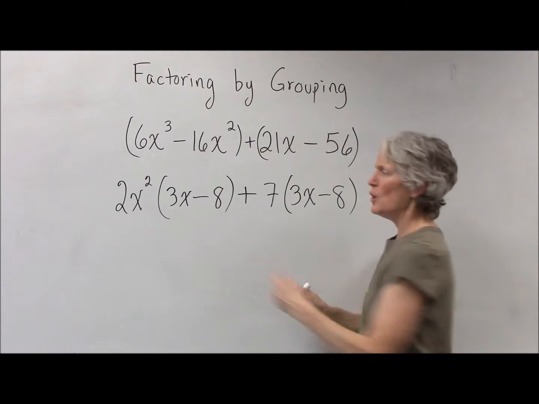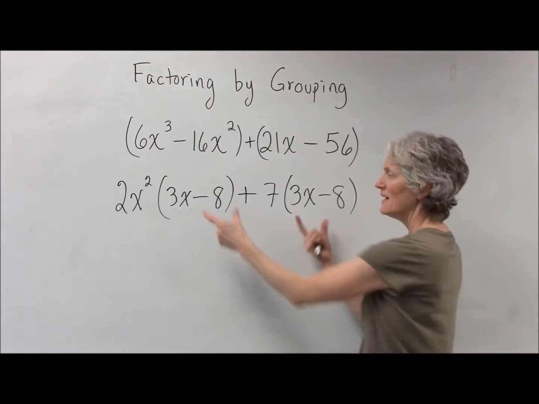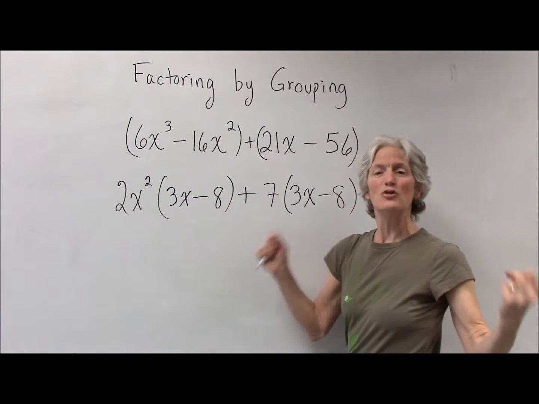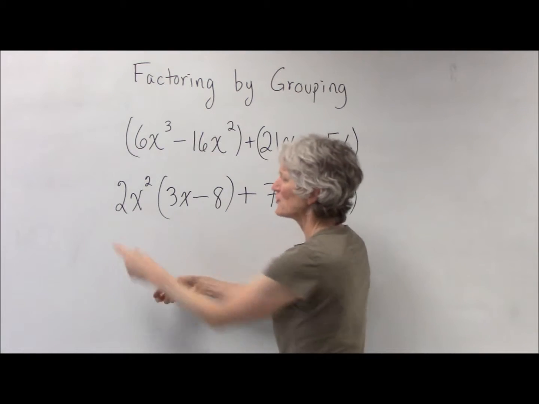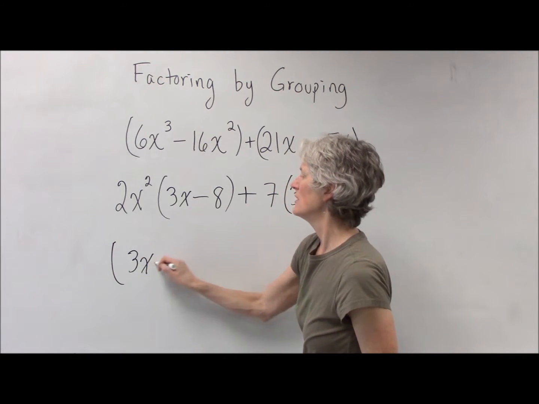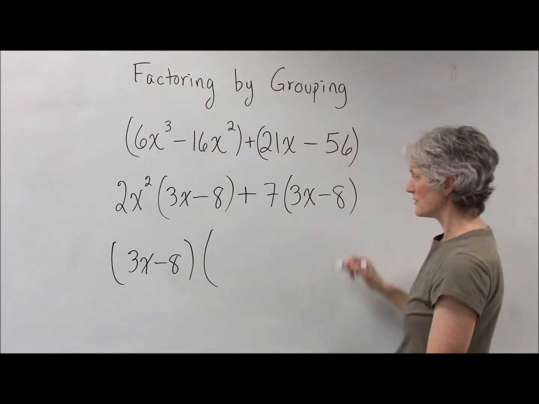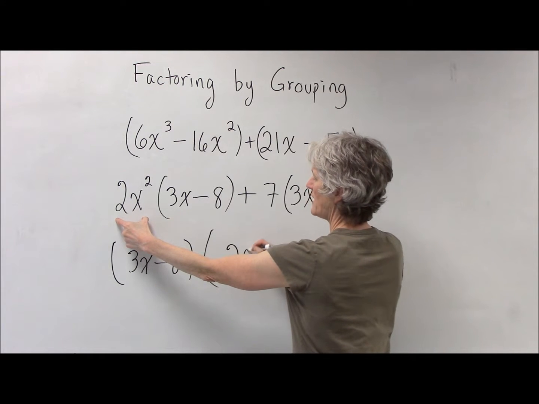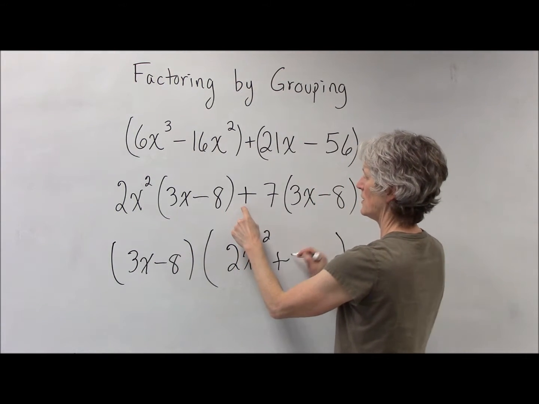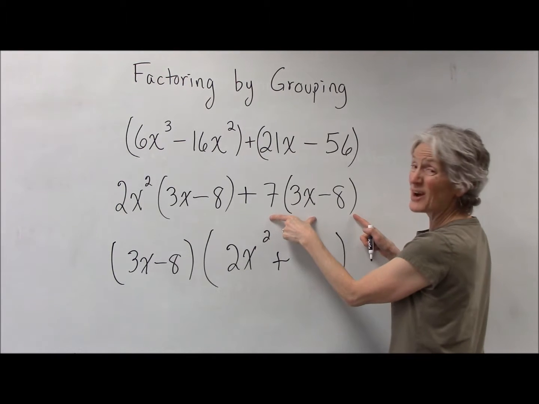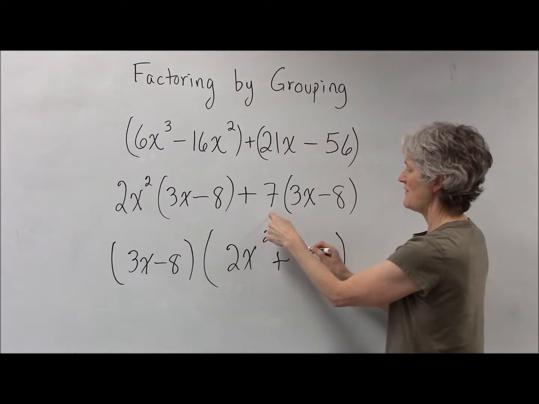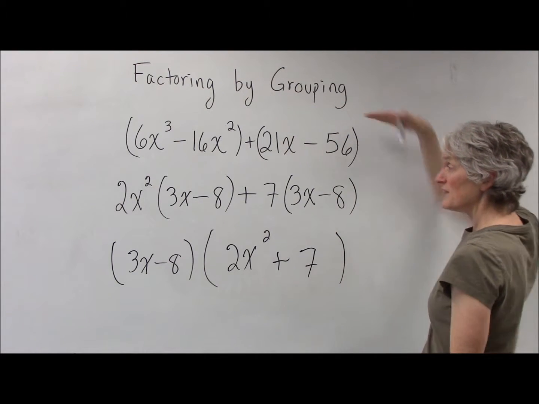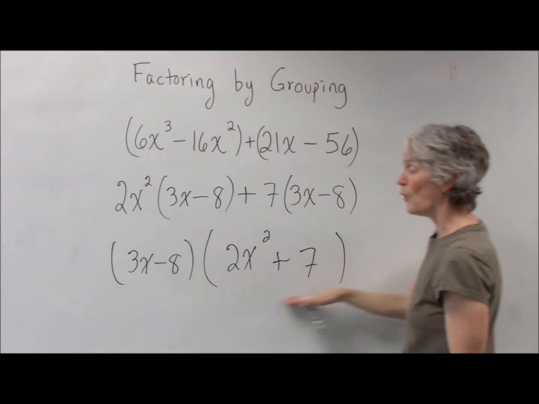2 terms. What do those 2 terms have in common? They have 3x minus 8 in common. That 3x minus 8 is a greatest common factor. I can factor that greatest common factor out from those 2 terms. What do I have left over in this first term? I have a 2x squared left, plus. What do I have left in this second term after I divide out a 3x minus 8? I have a 7. Ta-da! I turned 4 terms into 2 terms, and I turned 2 terms into 1 term.